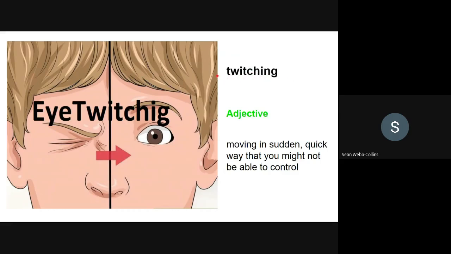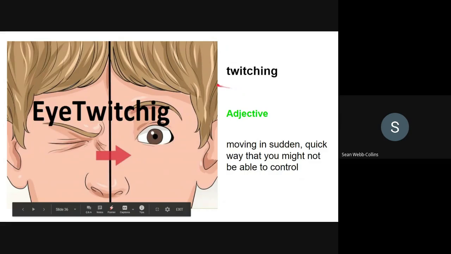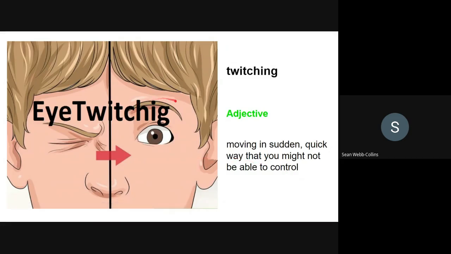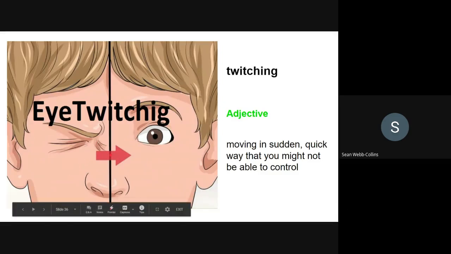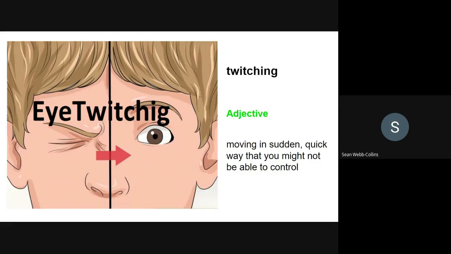Twitching. Adjective, moving in sudden, quick ways that you might not be able to control. For example, his eyes are twitching. He can't control them. And what is the verb form? Twitch. For example, the dog twitched his ears.